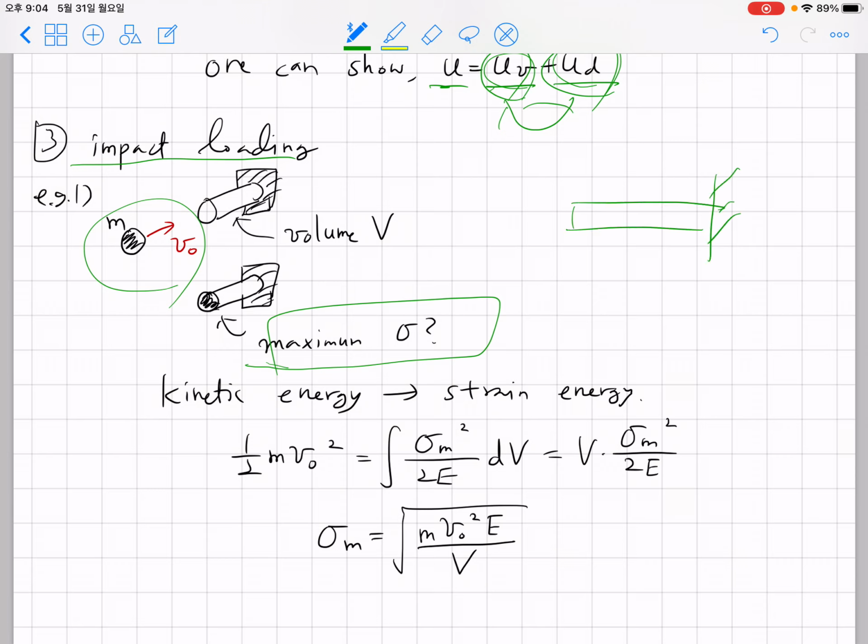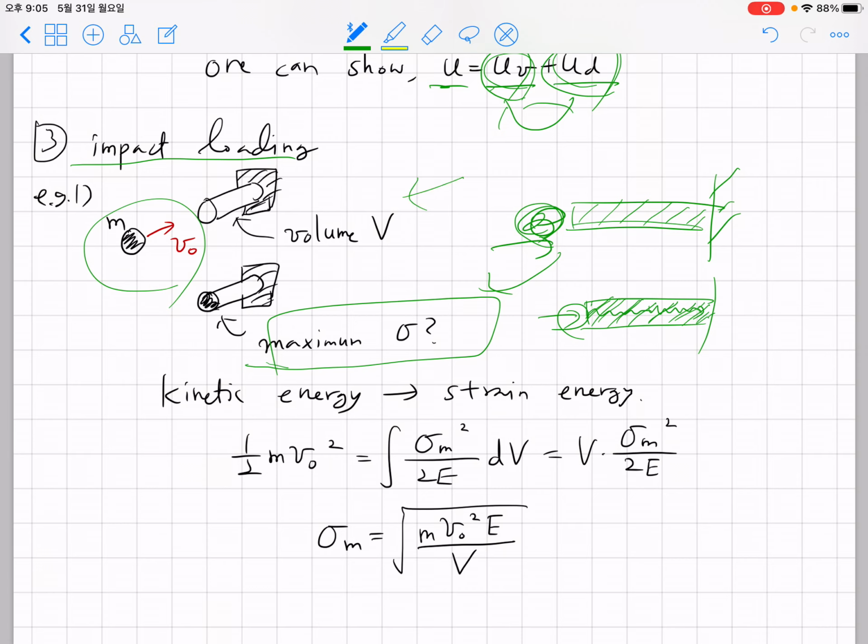Actually, if you hit the end of this bar, we assume that the stress is propagated through the entire body immediately. However, that's actually not true. When you hit one side of the beam, you're going to see an elastic wave propagate. However, we are not considering dynamics seriously in our solid mechanics course because we are not studying dynamics, right? So you will just assume that as soon as this hits the bar, the stress becomes uniform over the entire volume, even though it's not true. It will be a good approximation for a relatively slow impact problem.